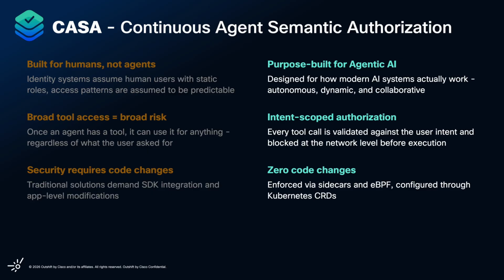Second, CASA introduces intent-scoped authorization. Every tool call made by an agent is validated against the user's original intent. If an agent tries to invoke a tool that does not match what the user asked for, CASA blocks it at the network level, before the tool even executes.